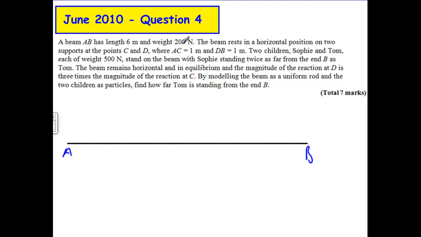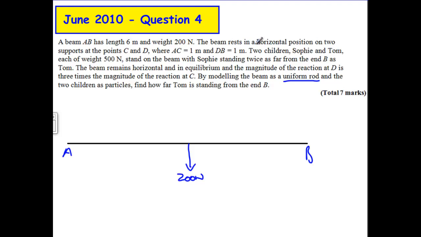And it says the weight is 200 newtons. If you read further on in the question, it says, by modelling the beam as a uniform rod. What that means is we're allowed to assume that the weight acts exactly in the middle of the beam. So the weight, acting downwards, of 200 newtons, is 3 meters from A and 3 meters from B. It's in the middle of the beam.